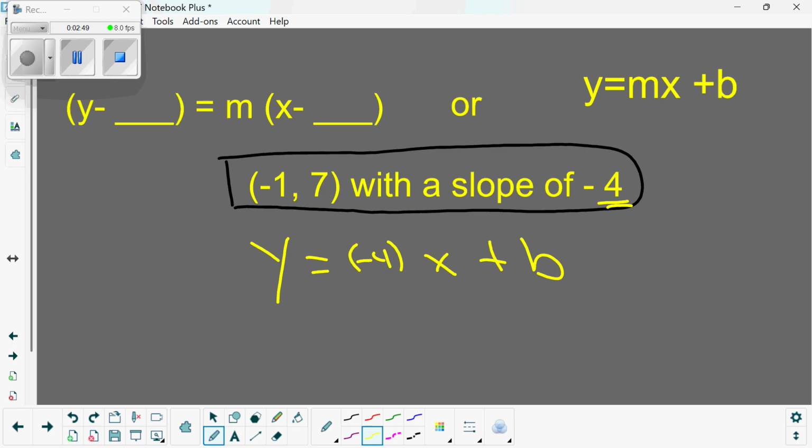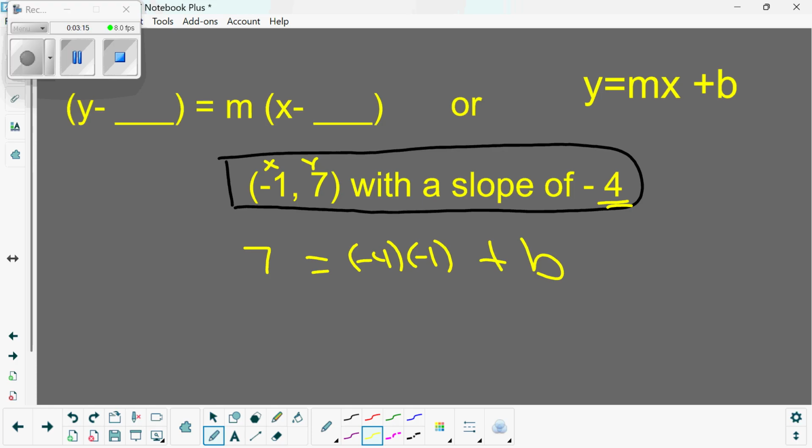Nice, easy work. Next thing we're going to do is plug in for x and y, because that's x and that's y. I'm already giving it to you. Nice, easy work. So we're going to say, wait a second, y, let's make you 7. And wait a second, little x, let's make you negative 1.